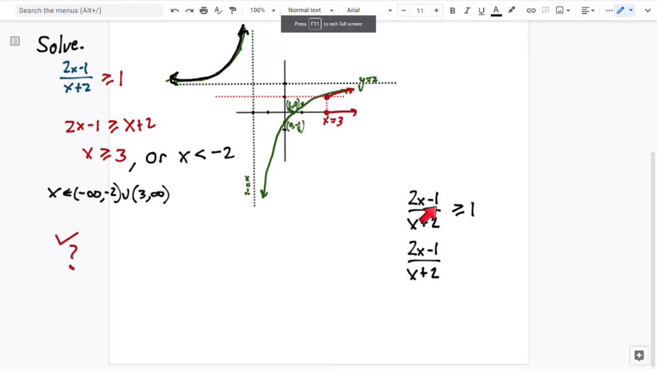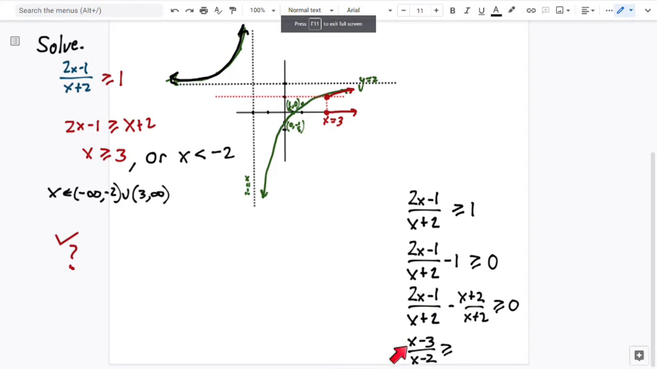So in order to make this inequality solvable algebraically, I'm going to need to send the 1 over to the other side by subtraction. And now I want this whole thing to be just one rational expression, not a rational expression minus 1. So I'm going to find a common denominator. Then I'm going to subtract the numerators and end up with a rational expression greater than or equal to 0.